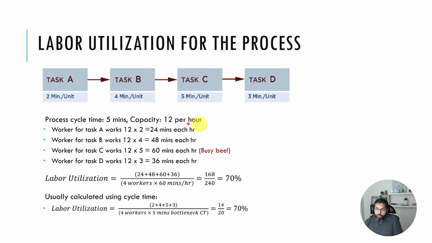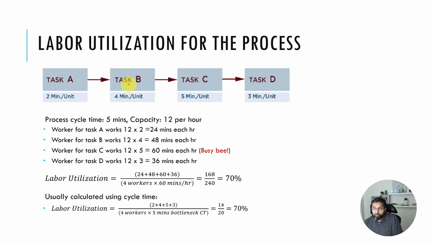Okay, that's the pace at which the whole process is going to work. So to make 12 units, or to process 12 units, task A is going to work for 2 minutes per unit. So it's going to work for 24 minutes of the hour, 12 times 2, because you only need to process 12 units for the whole hour. So 12 times 2, 24 minutes, and task A is done.